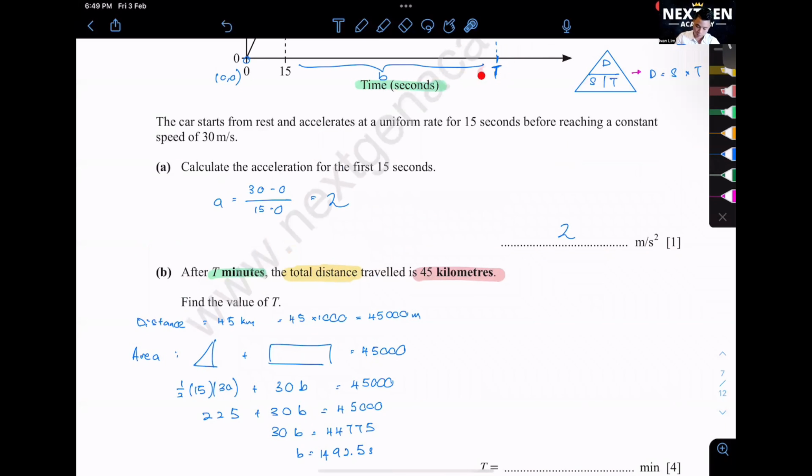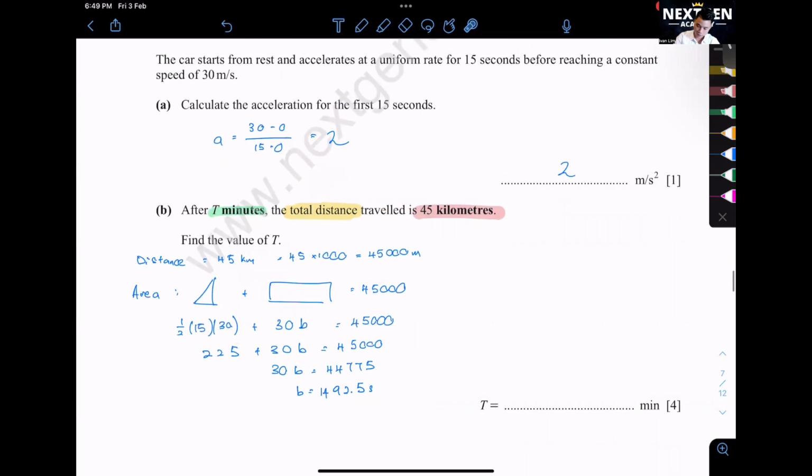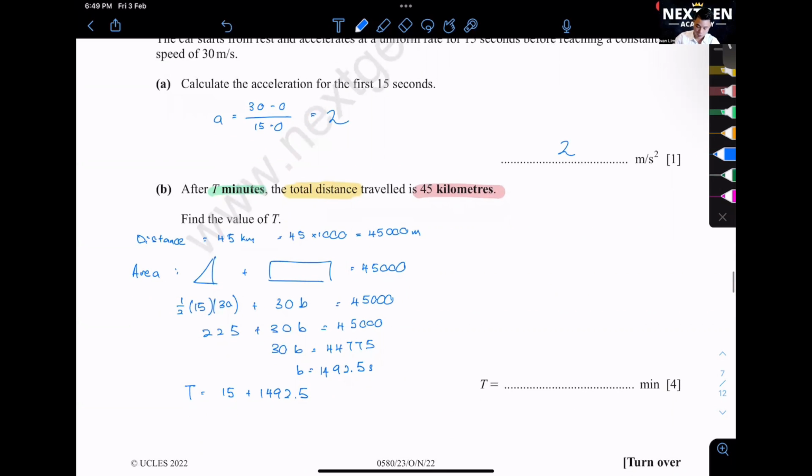So how do I find my value of T? Because we say after T minutes, right? So you need 15 plus this B. Big T is equal to 15 plus 1492.5, which is 1507.5 seconds.